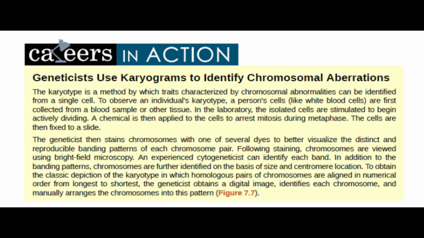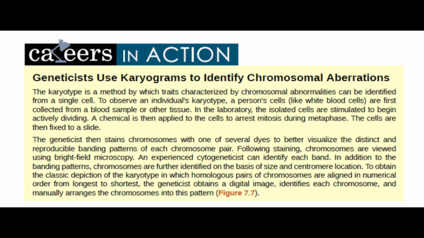A chemical is then applied to the cells to arrest mitosis during metaphase. The cells are then fixed to a slide. The geneticist then stains chromosomes with one of several dyes to better visualize the distinct and reproducible banding patterns of each chromosome pair. Following staining, chromosomes are viewed using bright field microscopy.